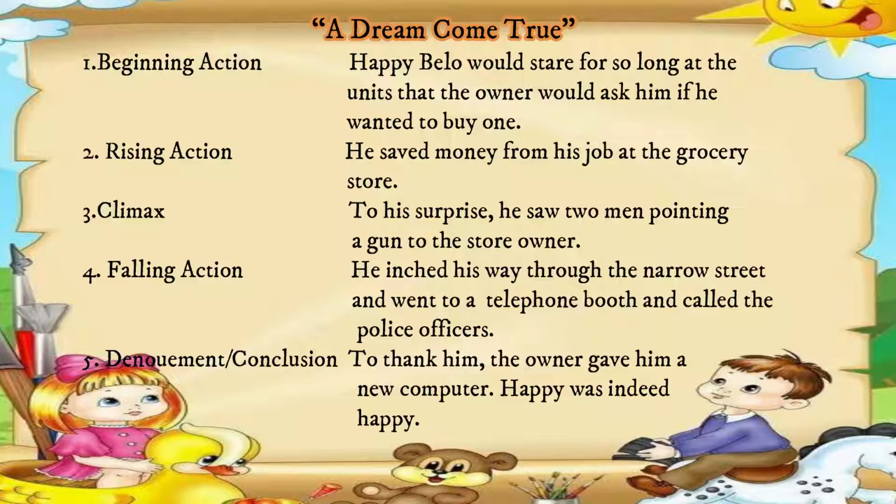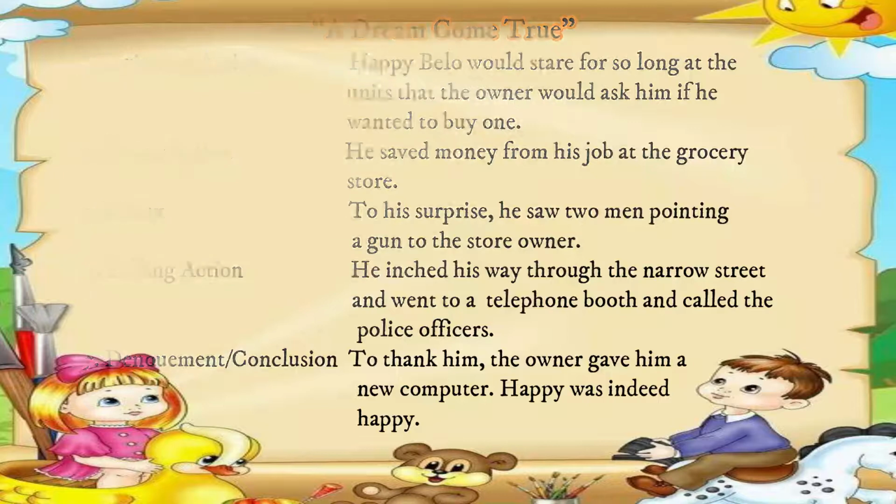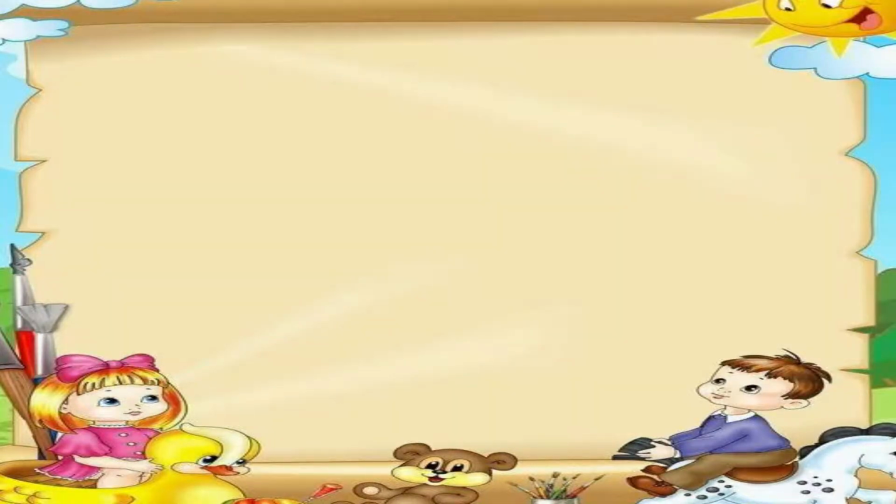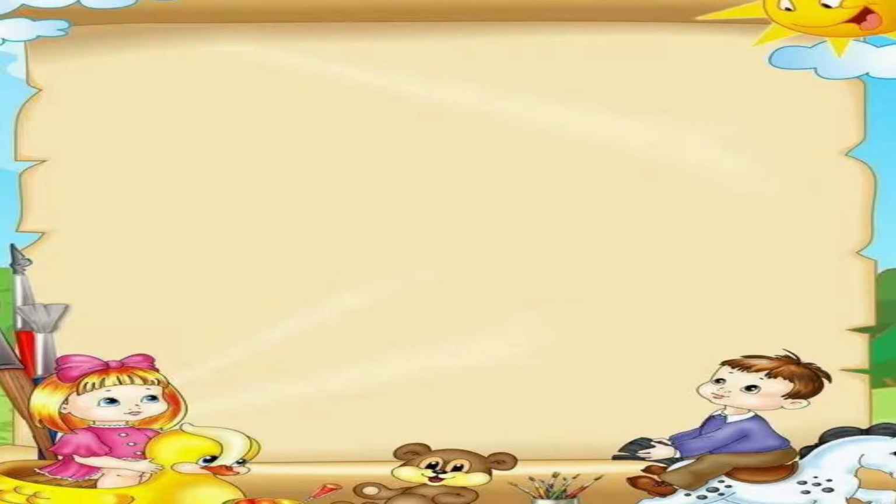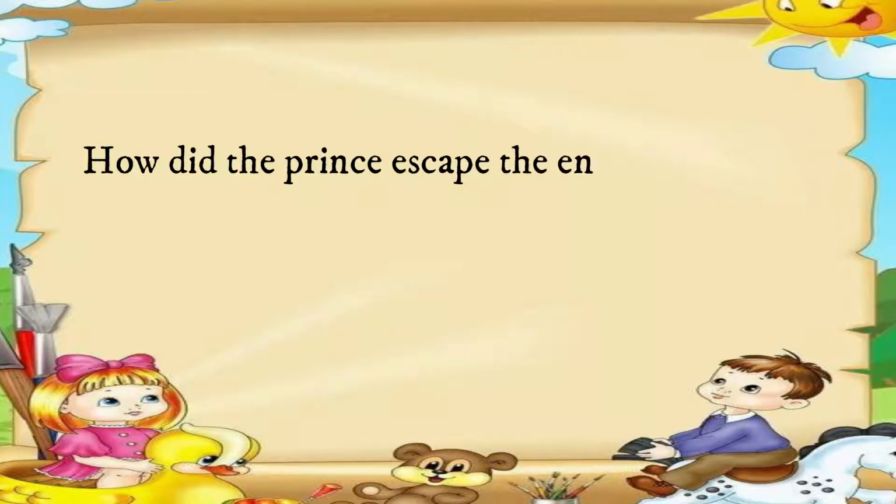Now that you saw how the story is presented alongside the elements of the plot, I'm sure you can now identify them in a story. Let's try in this story, but before that, look at the pictures. Can you tell what story are we going to read? But before we start, you have to answer this question at the end of the story. How did the prince escape the enemy soldiers?